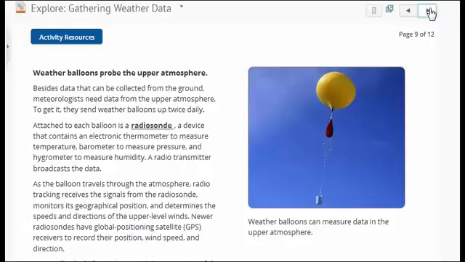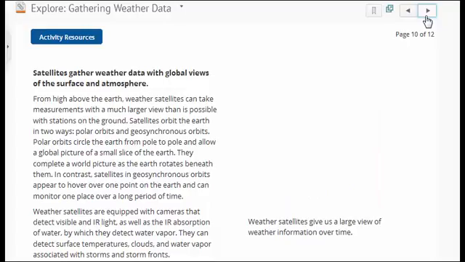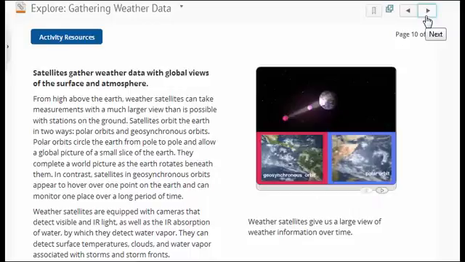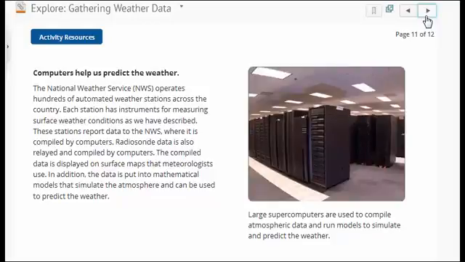Meteorologists use something called a radiosonde to measure the weather in the upper atmosphere. So it's like a weather balloon called a radiosonde, and it measures data in the upper atmosphere where we don't live. And satellites gather weather data with views of the surface and atmosphere, so you can watch a storm with a satellite. Computers help put this all together, especially the National Weather Service.